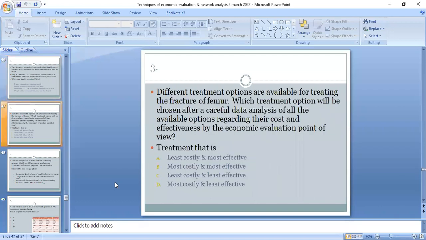Different treatment options are available for treating a fracture of the femur. Which treatment option will be chosen after a careful data analysis of all the available options regarding their cost and effectiveness from the economic evaluation point of view? Treatment that is least costly and most effective, most costly and most effective, least costly and least effective, or most costly and least effective.